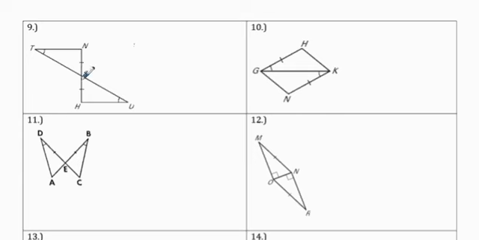Well, in number 9, there's a pair of angles here that we've talked about many, many times before. These angles across from each other, those are called vertical angles. So we know those are congruent because of the vertical angles theorem, and that's how we can do this one here.